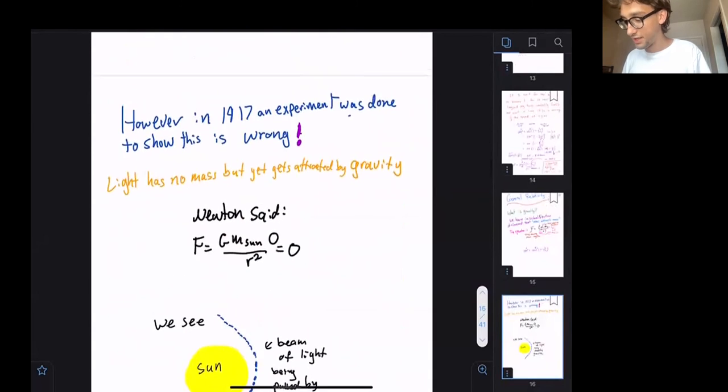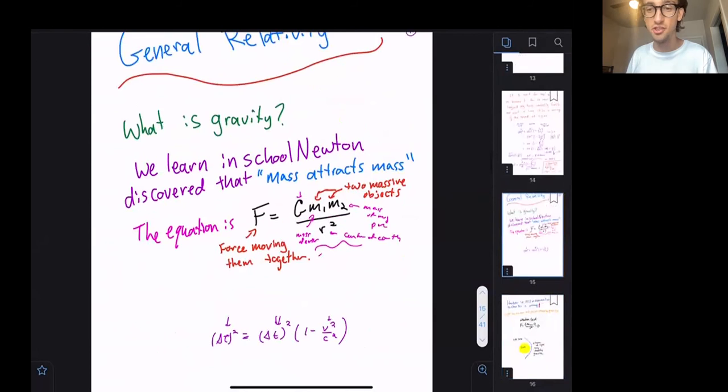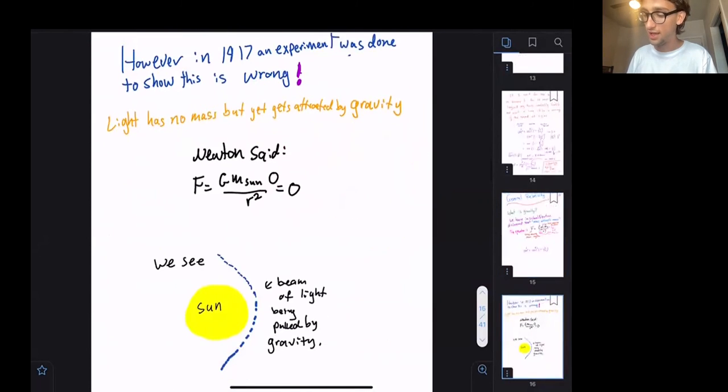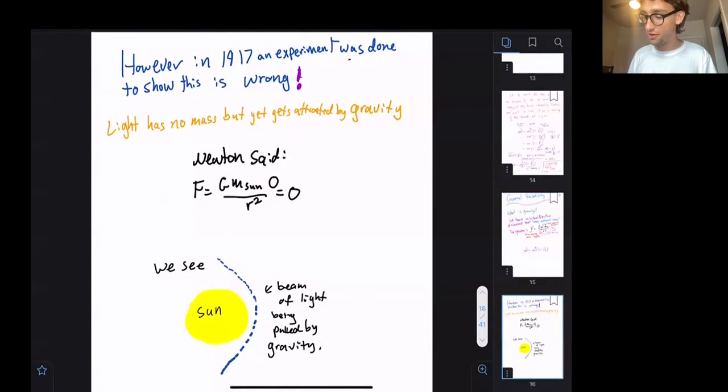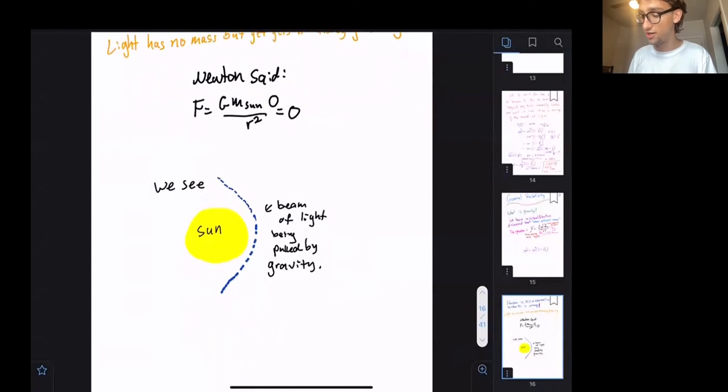But according to Newton, since light doesn't have any mass, it shouldn't feel the gravitational force. The force should be 0. But then in 1917, there was an experiment that proved this wrong. We see that light going around the sun actually bends. So light feels gravity.